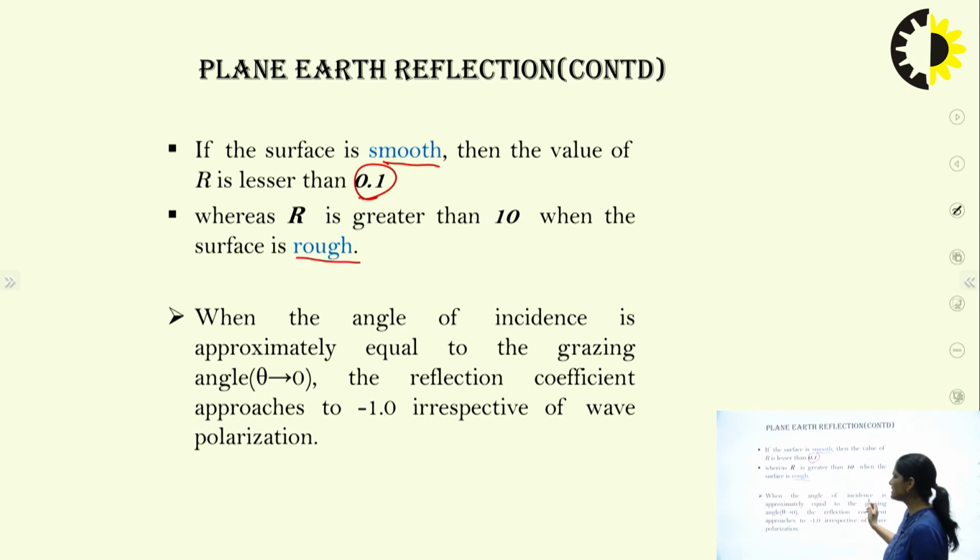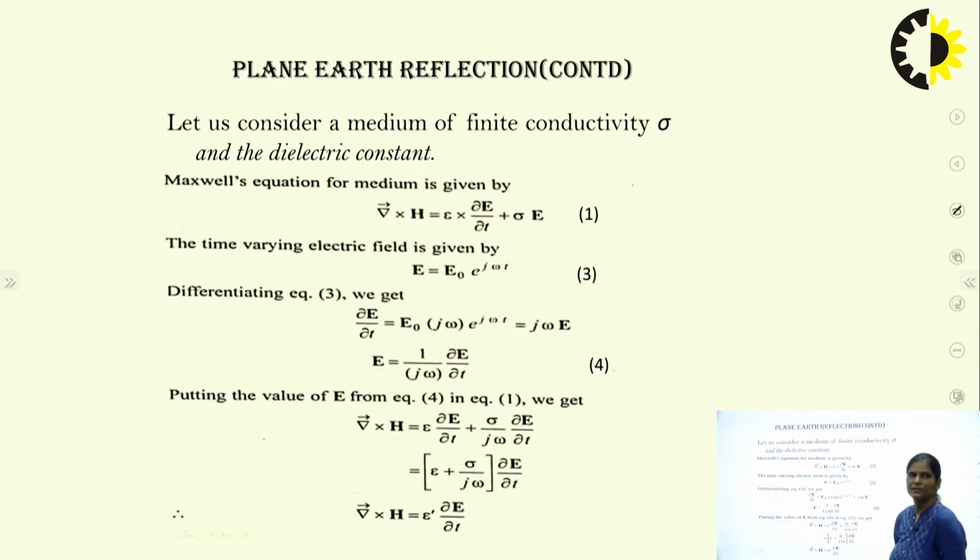When the angle of incidence is approximately equal to the grazing angle, θ tends to 0, the reflection coefficient approaches -1 irrespective of the wave polarization. Now, let us consider a medium of finite conductivity, where conductivity is represented by sigma, and the dielectric constant. Maxwell equations, you all know: ∇ × H = ε ∂E/∂t + σE.